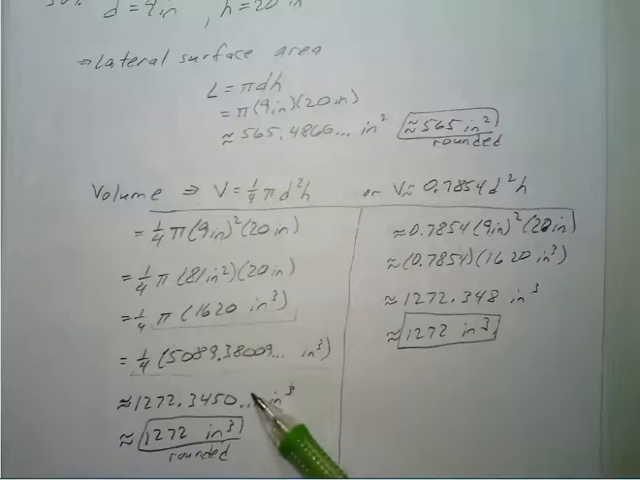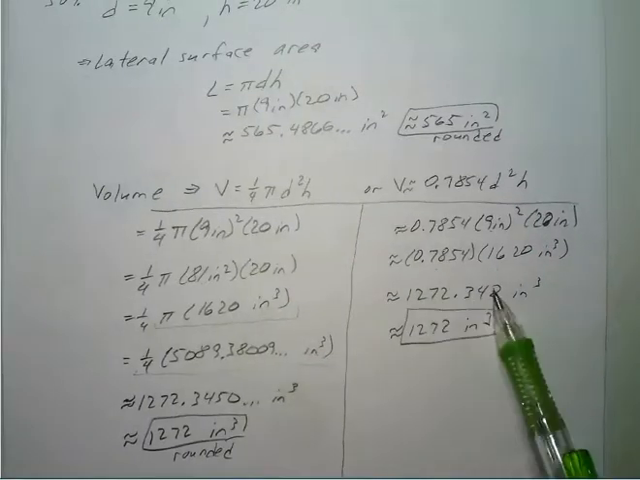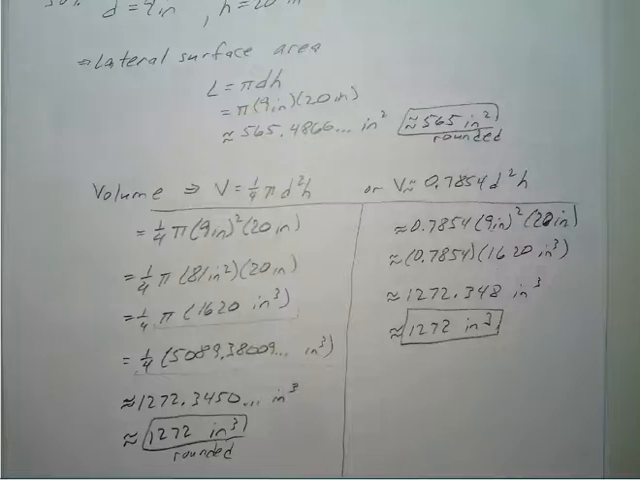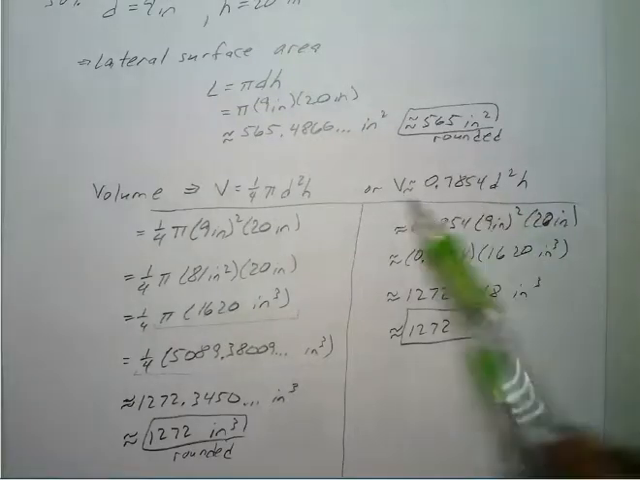Okay, so as you see, the values are just a few decimals off. It depends on how exact and precise you wanted your answer. But if you're just rounding to like the nearest whole number or the nearest tenth, then using either one will be just fine.